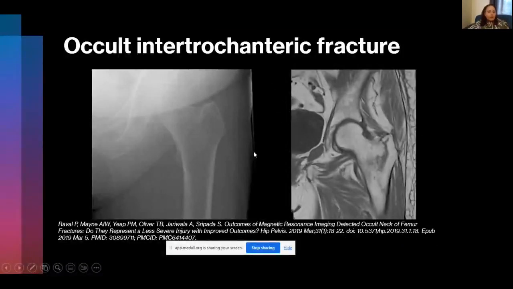Another example of MRI: that's an X-ray of the left femur in a patient with trauma. No obvious fracture lines could be identified, but on the MRI there is an obvious fracture line that was totally occult on X-ray.